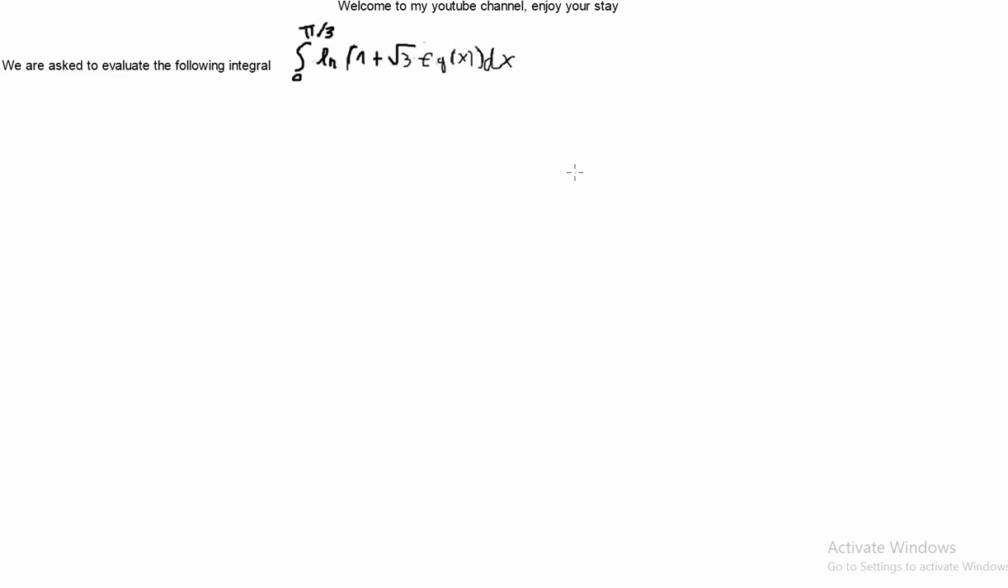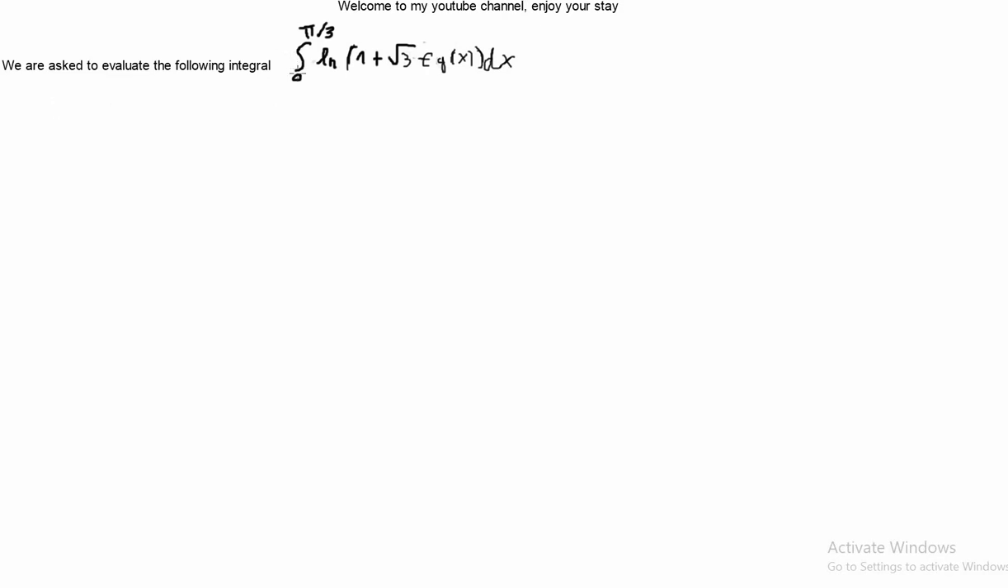In this video we are asked to evaluate the following integral: the integral from 0 to pi over 3 of ln of 1 plus square root of 3 tangent of x dx. Okay, this integral looks really weird, and I don't know if you can solve it with partial integration or something, but I don't think so. So this one is tricky, and let me show you how you can actually evaluate it.